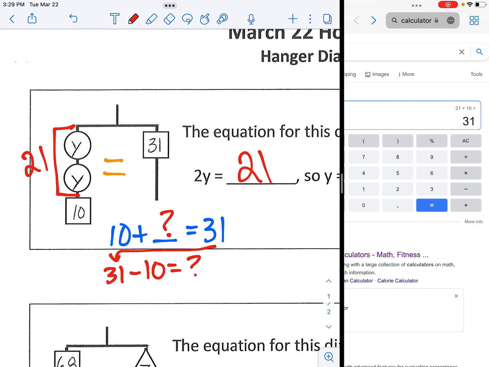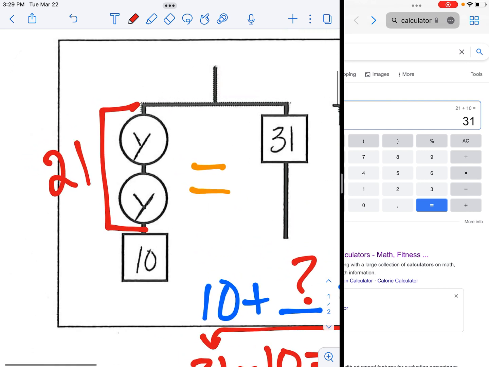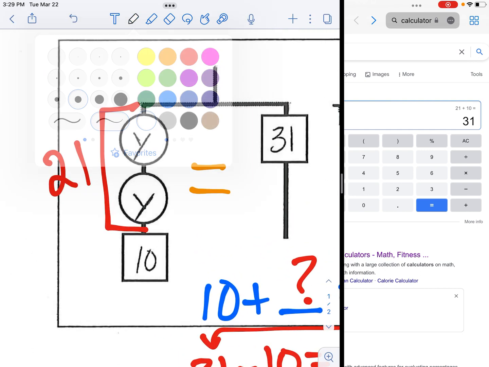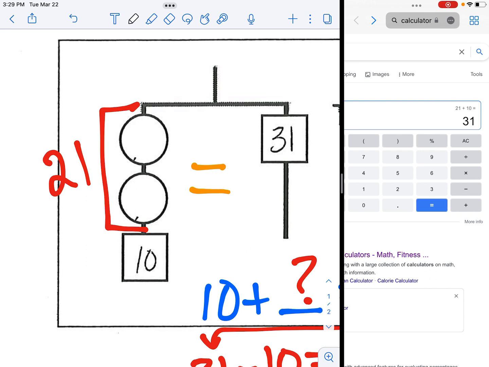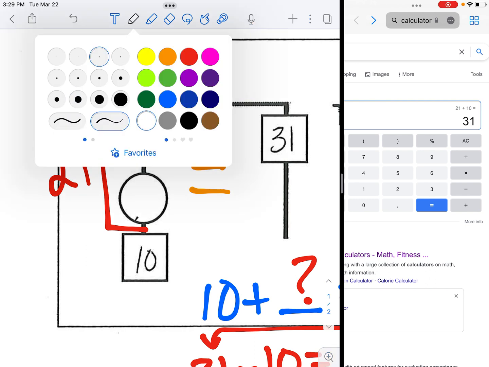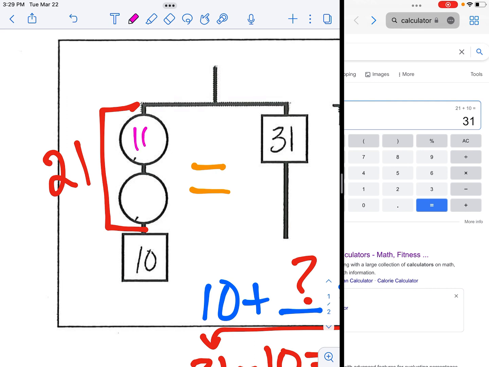Now, what's tricky about this problem is that this is an odd number. In class, we've only had even numbers with two variables, two circles, or two triangles. So what I really want to know is, what number could I put on top of each of these y's so that together it's 21? I could put 10 and 11 because 10 plus 11 makes 21. But I can't put 10 and 11 because those are both y's. They have to have the same number on it.